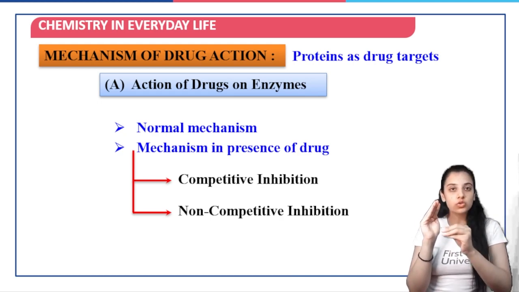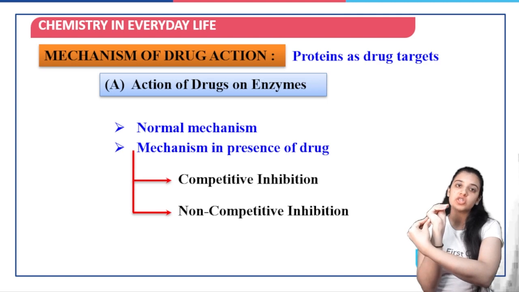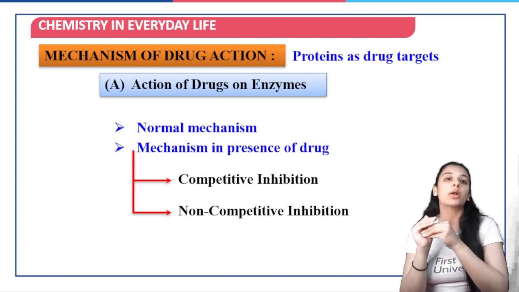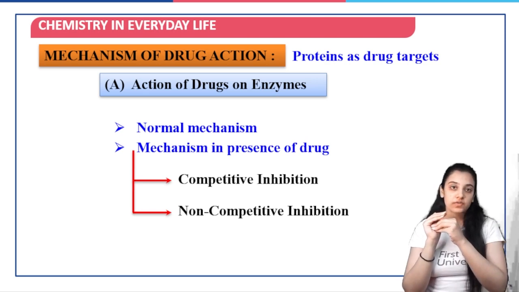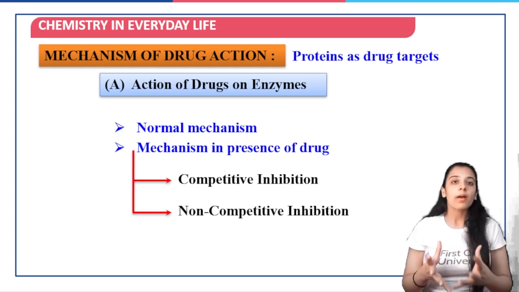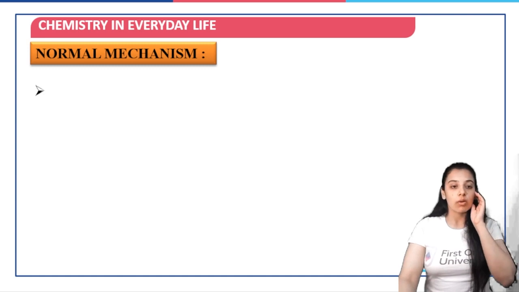Non-competitive inhibition is where the drug is going to bind to some other site on the enzyme and it will change the shape of the receptor site in a way that even if the substrate comes, it will not be able to bind to the active site of the enzyme. So non-competitively, it is inhibiting the normal mechanism. Okay, so let us see what the normal mechanism is.